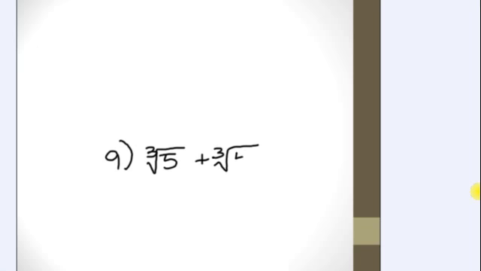And on to number 9. We have the cubed root of 5 plus the cubed root of 40. Now, this is addition here. In order to add these, I need to have like radicals, meaning that the index must be the same, which is the case, but also the radicand underneath must be the same as well.